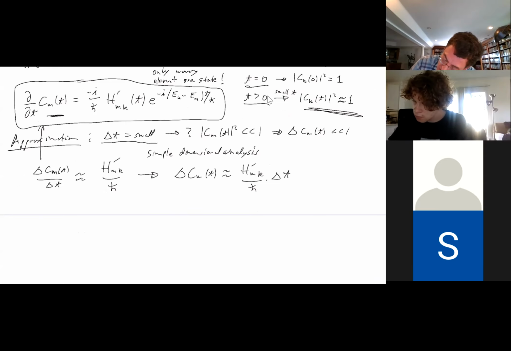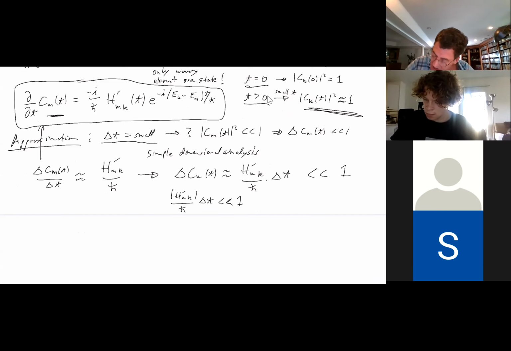So the approximation is that this thing is way less than 1. And so that means that h prime mk over h bar times delta t is much less than 1. That is the approximation. So that is when the approximation is valid. So the treatment is valid when this is true.